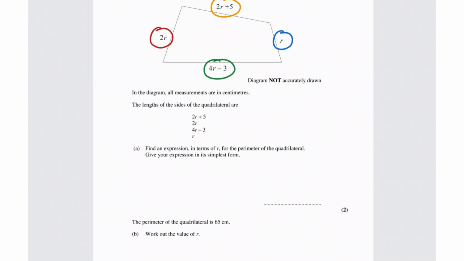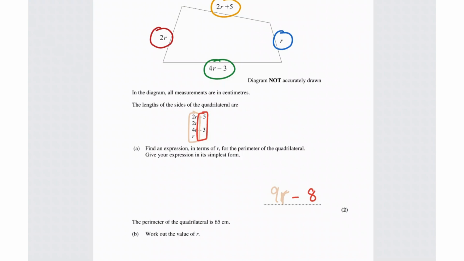So in terms of collecting up the like terms, we're going to add up the r's. We've got 2r plus 2r is 4r, plus another 4r is 8r, 9r. And then we're going to add together the numbers. There's a -5 and a -3, which make -8. So our expression for the perimeter is 9r minus 8.